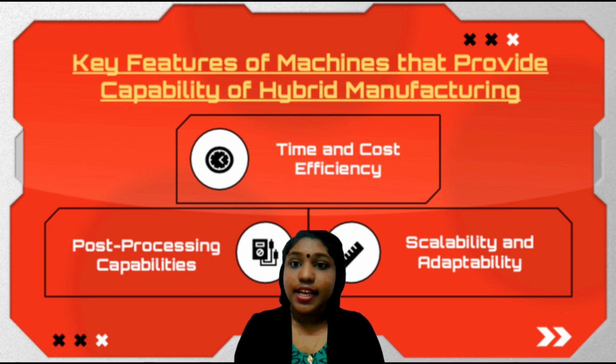Last but not least, scalability and adaptability. To handle diverse item sizes and production volumes, hybrid manufacturing machines come in a variety of shapes and sizes. They are appropriate for both prototype and large-scale production since they can be customized to meet particular manufacturing needs and incorporated into current production lines.